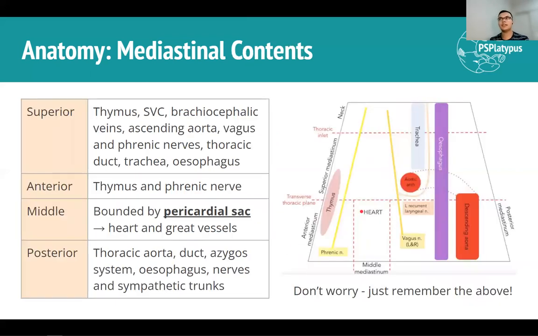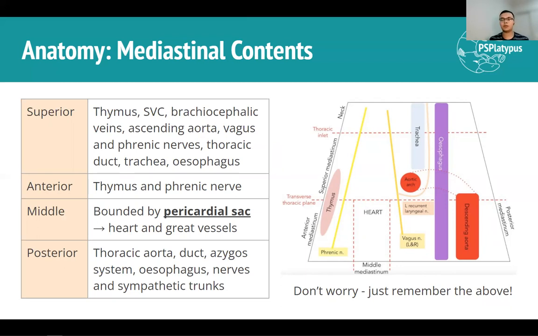In terms of contents, again, we've had a look at this last year, so I won't labor on the point too much, but here's a little table and diagram that we used last year as well. Some important things to keep in mind is that, again, your middle mediastinum contains your heart. And one thing which is not shown as clearly on here, but which is important to keep in mind, is that your esophagus actually lies posterior to your trachea, but in front of your spine. So you have it like trachea, esophagus, and then your spine at the very back.